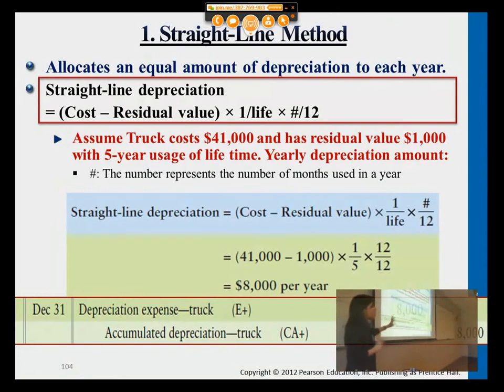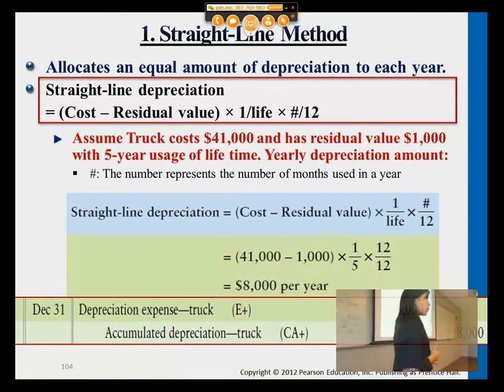But companies can decide which method to use for which type of asset. They have the discretion to do so. Okay, so you need to know all three methods, how it works. Straight line depreciation is the simplest one. It's also the one that we have been talking about all along.